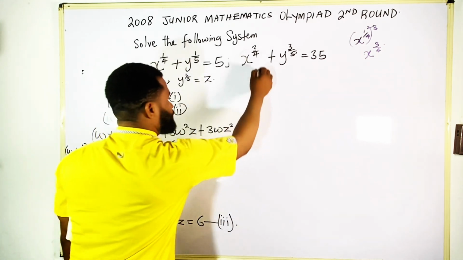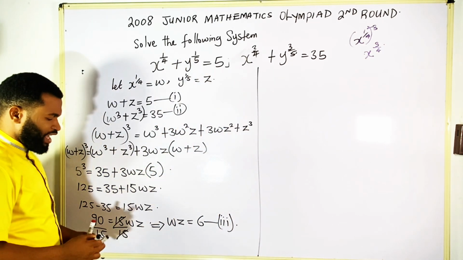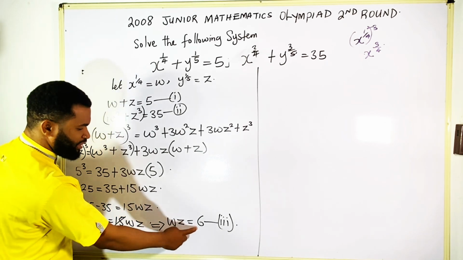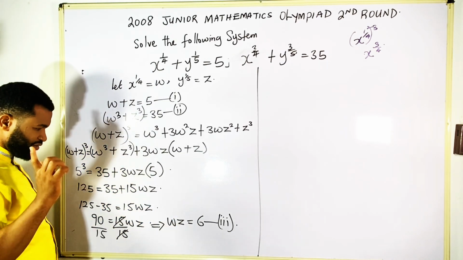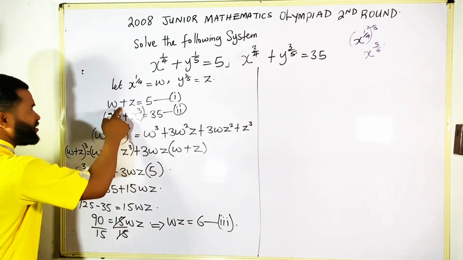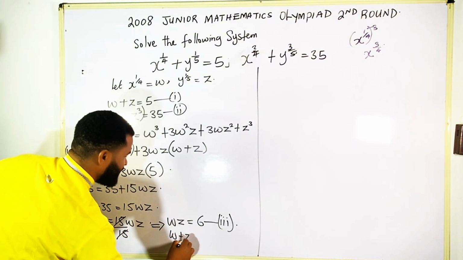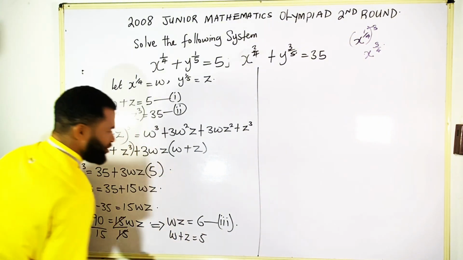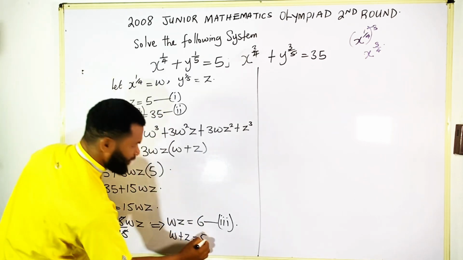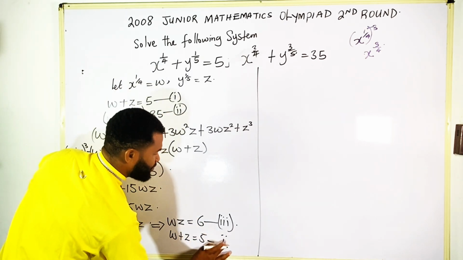Alright, so let's keep going. Now I have gotten wz equal to this. So remember, you also remember that we had this. This was w plus z is going to be 5. This was from equation 1.